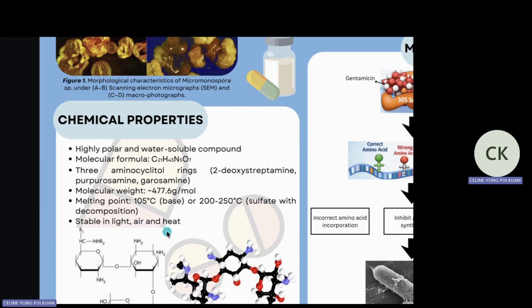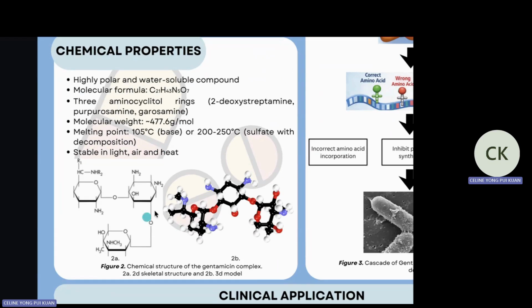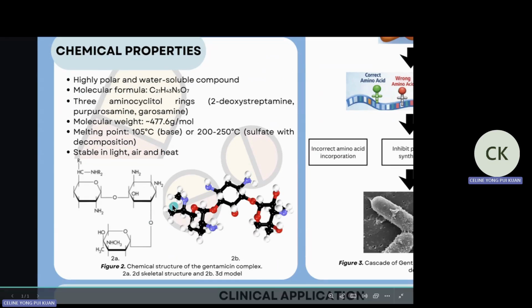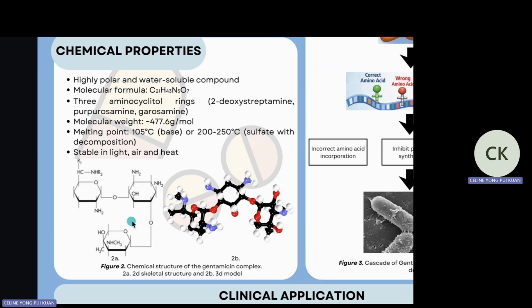The figure shown here illustrates the chemical structures of gentamicin, which includes both the 2D skeletal structure in figure 2A, and also the 3D molecular structure in figure 2B.